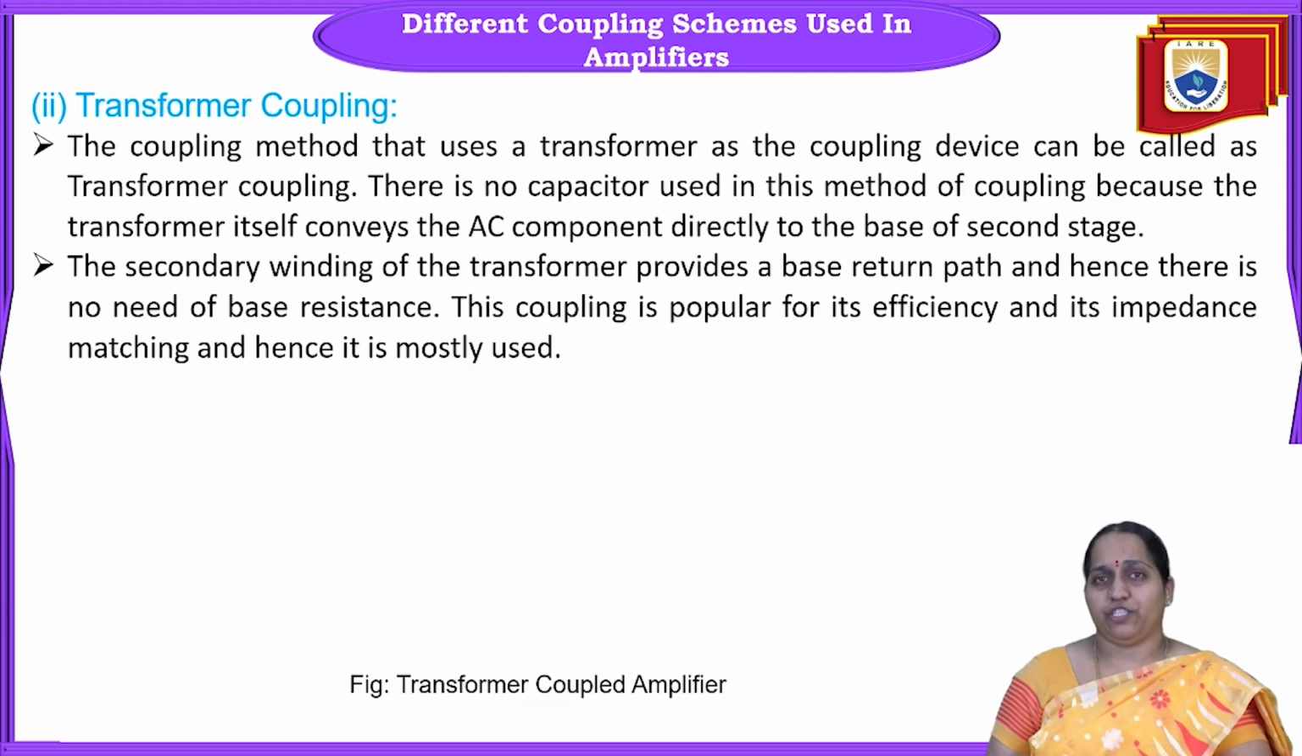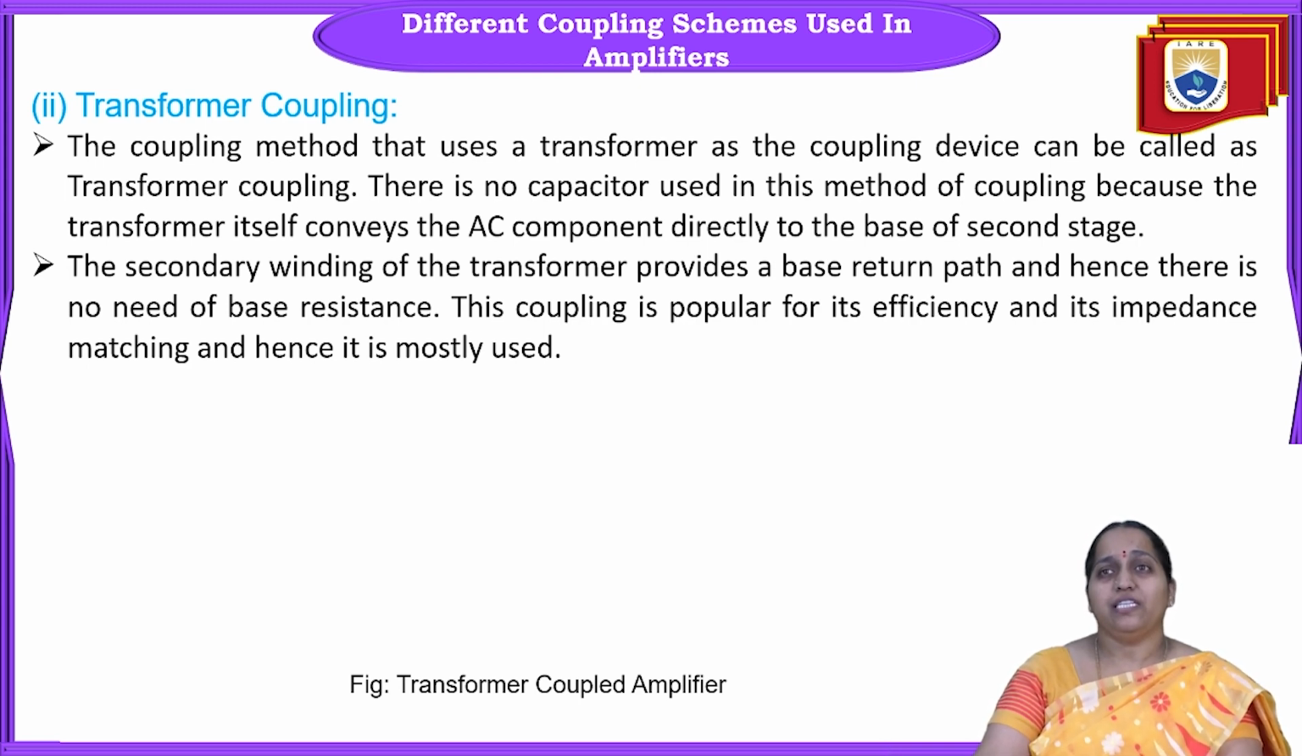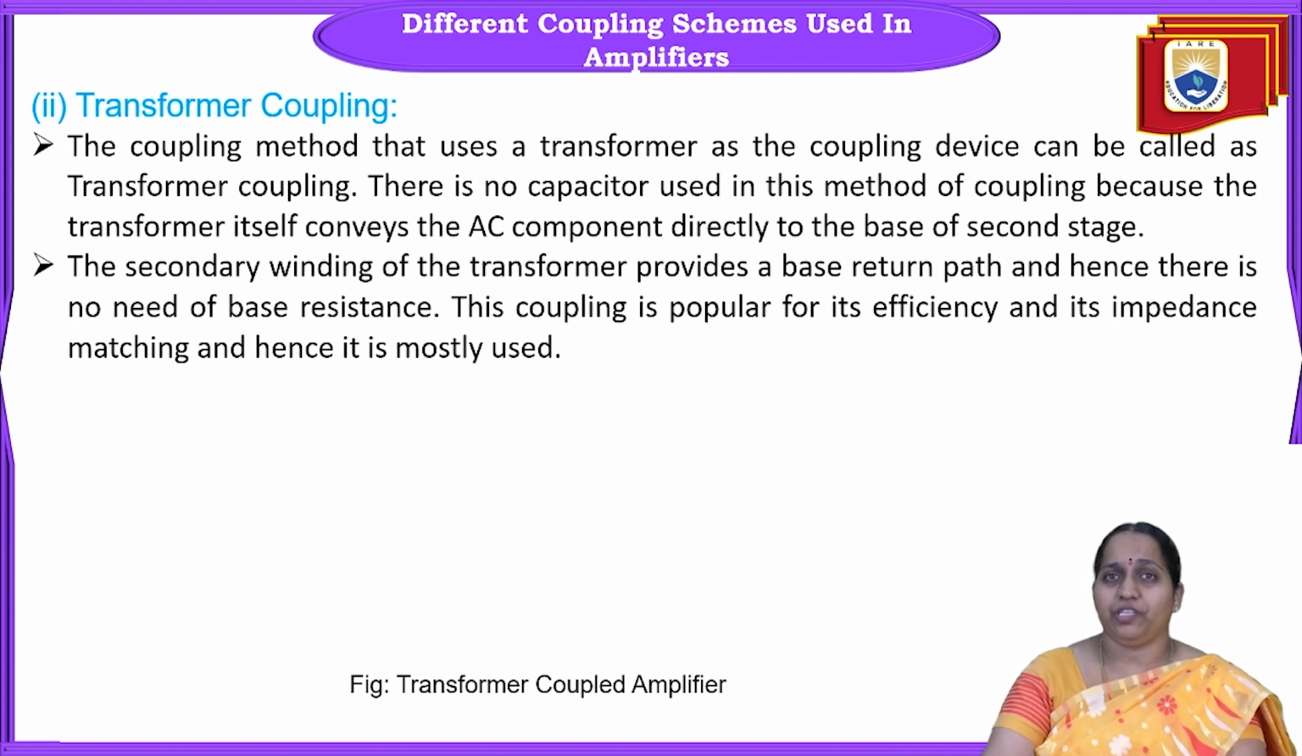Next we'll see transformer coupling. As the name itself suggests, this coupling method uses a transformer as a coupling device. Such coupling is called transformer coupling, and here you are not going to use any capacitor, because the transformer itself will convey the AC component directly to the base of the second stage. Simply one transformer is sufficient, and this transformer itself will convey the AC component directly to the base of the second stage.